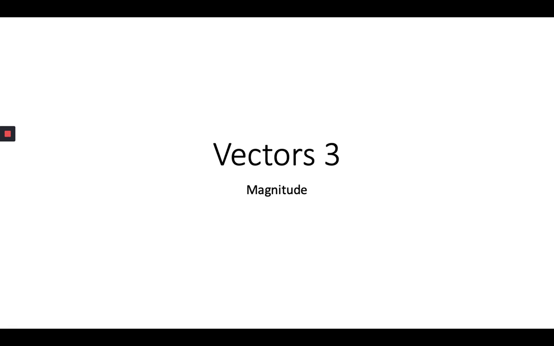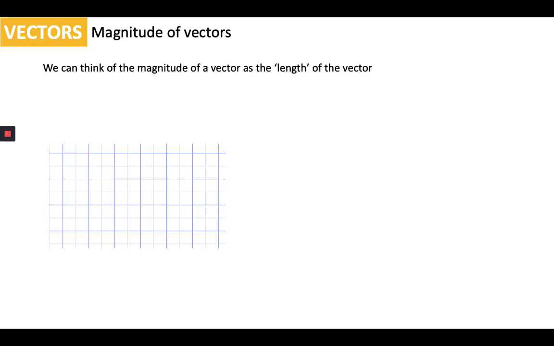Now, you've met finding the magnitude before, but we know that we can think of the magnitude as the length of the vector, and especially when we draw vectors and illustrate them, we can definitely think of it as the length. So we've got some vector A. If we want to find the magnitude of it, we're wanting to find the length of that vector.